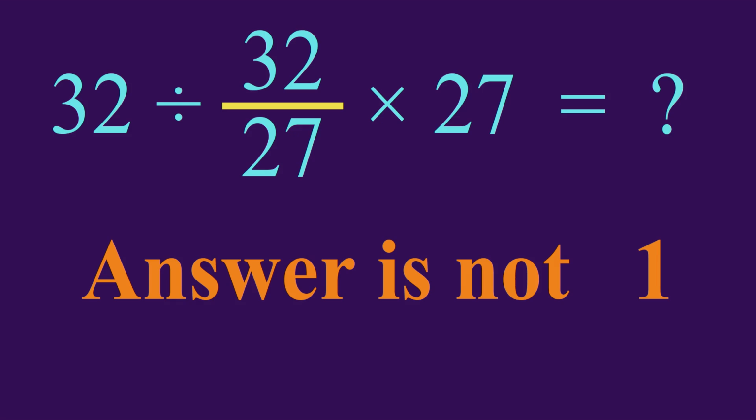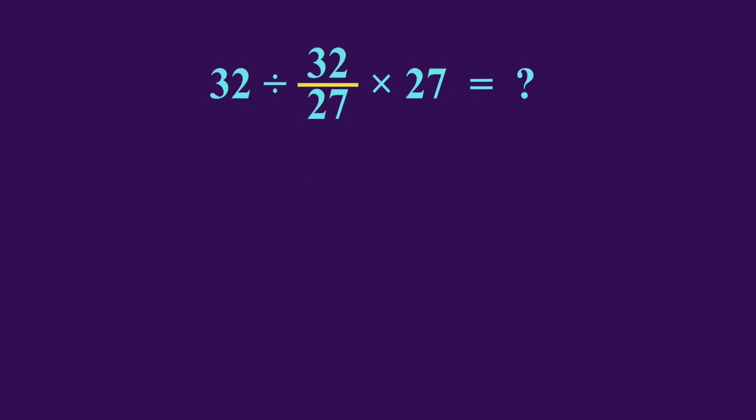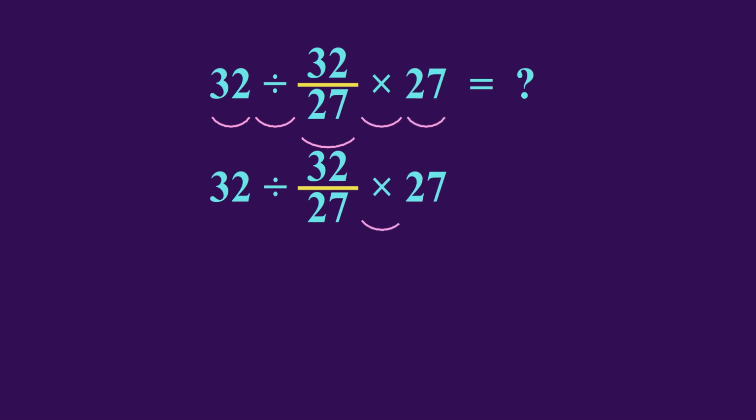Coming up in this vlog, our goal is to determine the numerical value of this statement: 32 divided by 32 over 27, then times 27. First we do this multiplication, 32 over 27 times 27. We can easily cancel this 27 and this 27. So here we have this 32 only, and 32 divided by 32 equals 1.